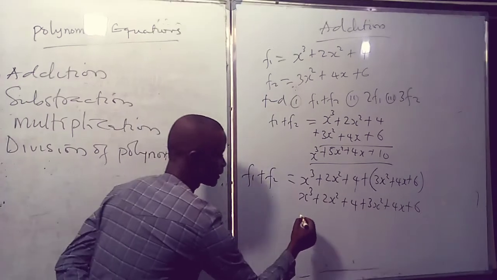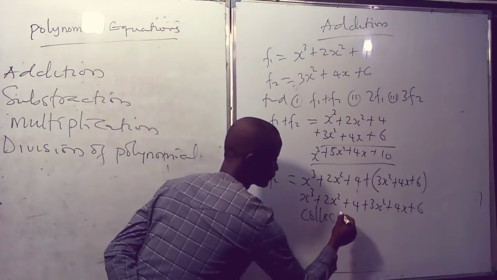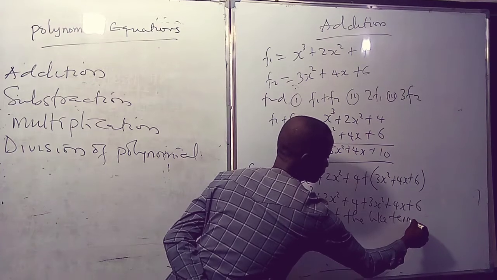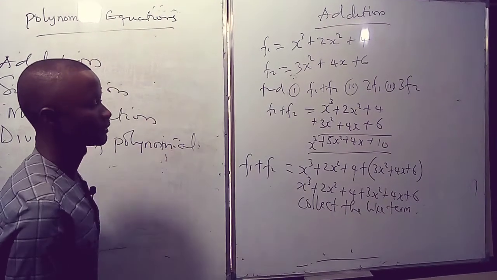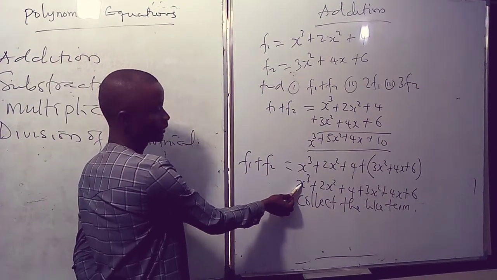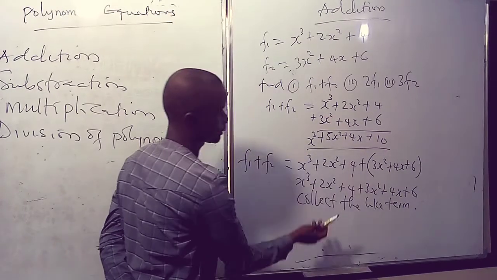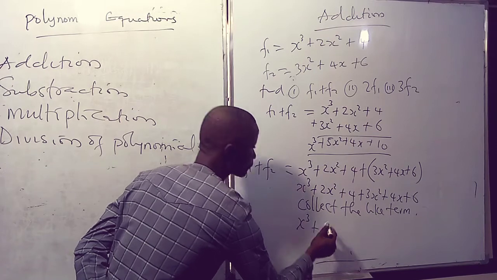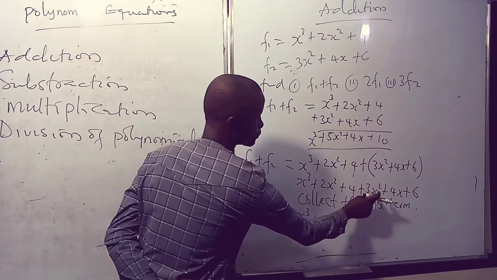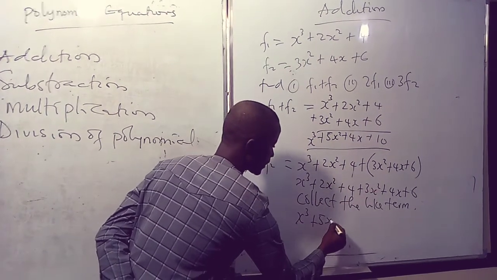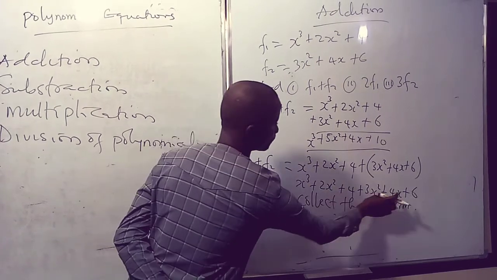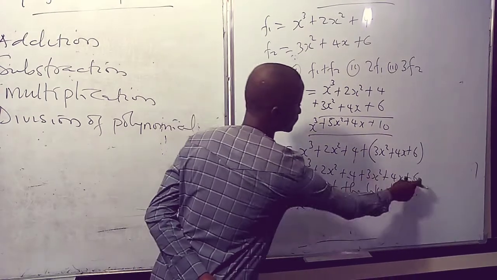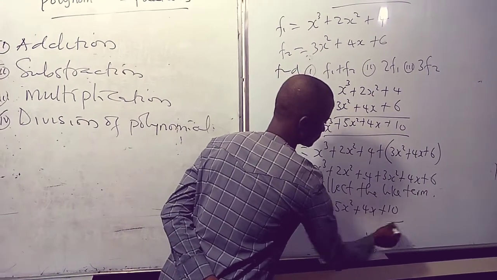The next step now is collect the like terms. This power of 3, and then you don't have another power of 3. We have power of 2. That will be x raised to the power 3 plus 2 plus 3, that will be plus 5x squared plus 4x, 4 plus 6 plus 10.